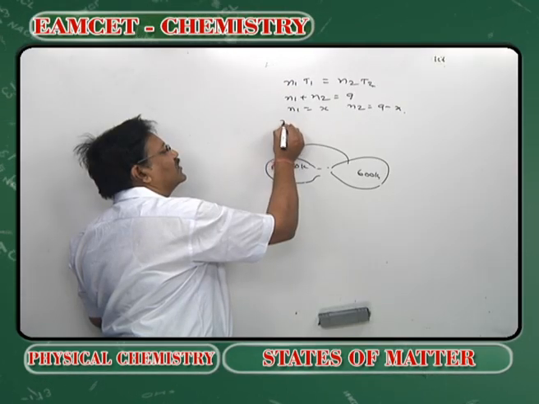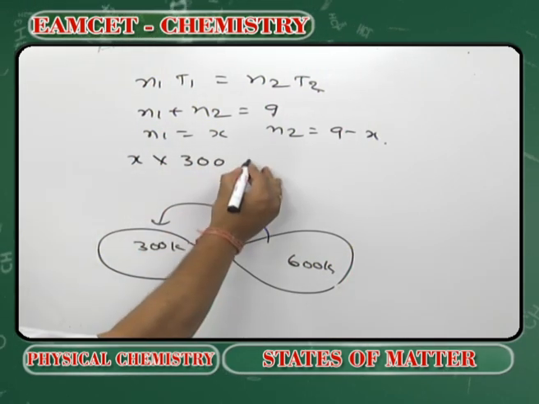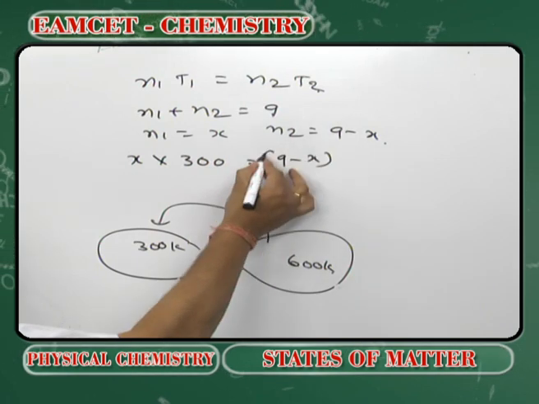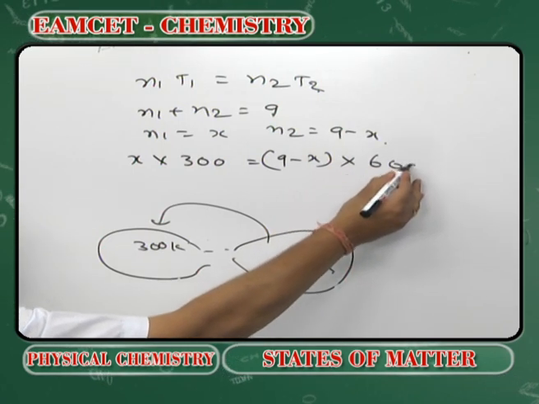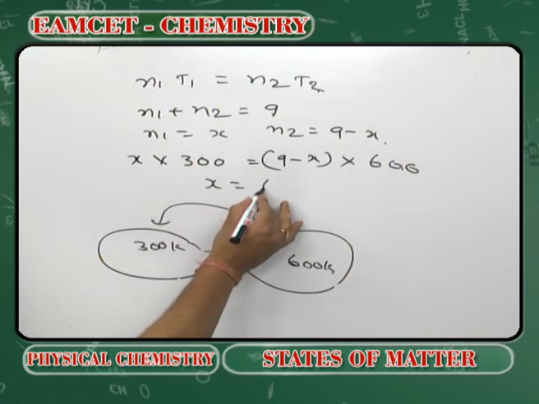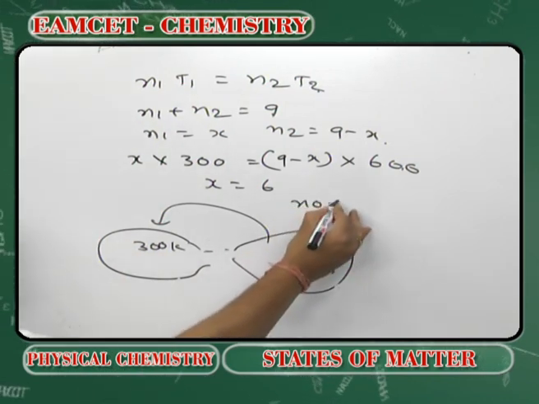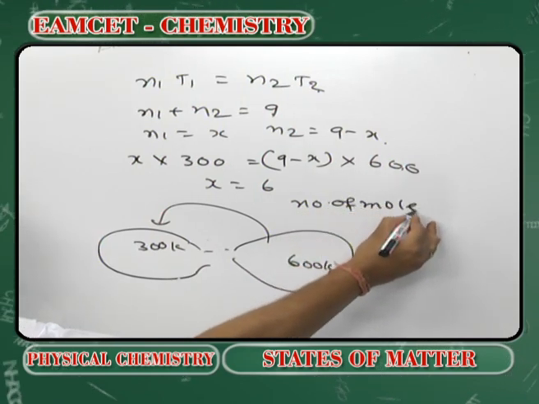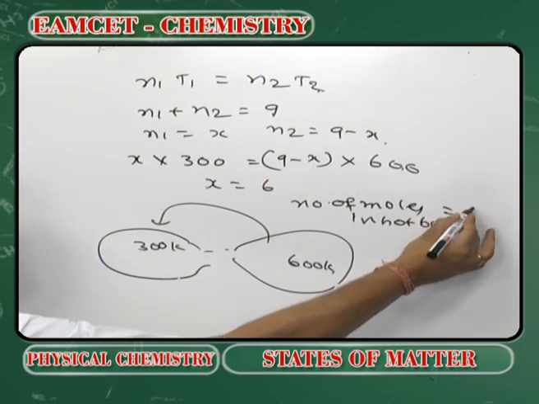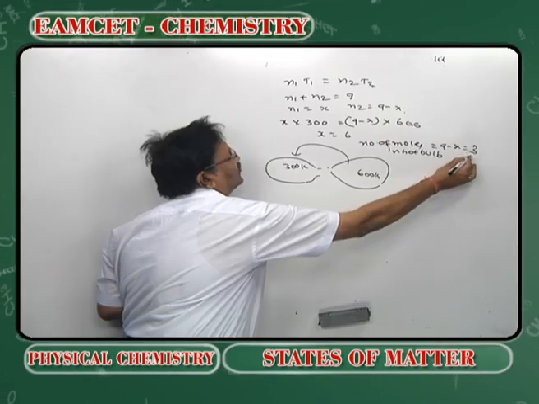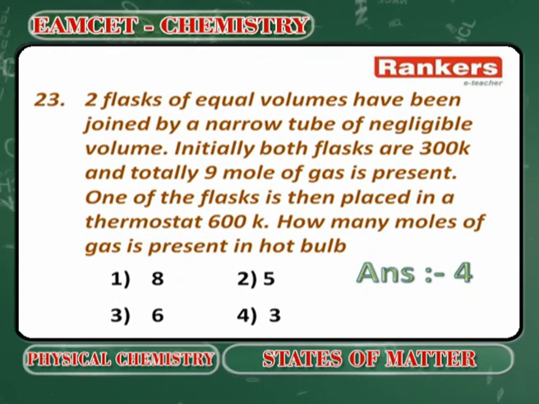Now what is N1? X. What is T1? 300. What is N2? 9 minus X. What is T2? 600. Solving, X will be equal to 6. And what is the number of moles in the hot bulb? The number of moles in the hot bulb will be equal to 9 minus X, that is equal to 3. So option 4 is the answer. Next question.